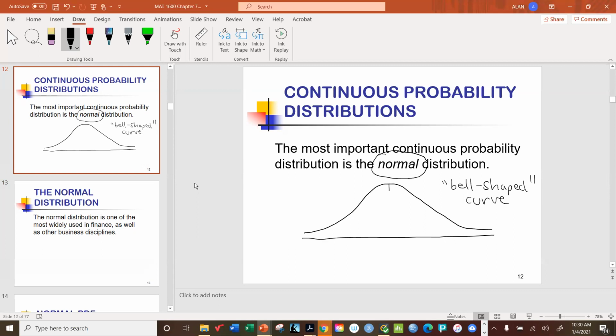And the mean is in the center. So it's a nice symmetrical distribution. But again, because there's an infinite number of possible values for x, it is a curve rather than a series of bars. Now, I think it's time for our first fun poll of the day.